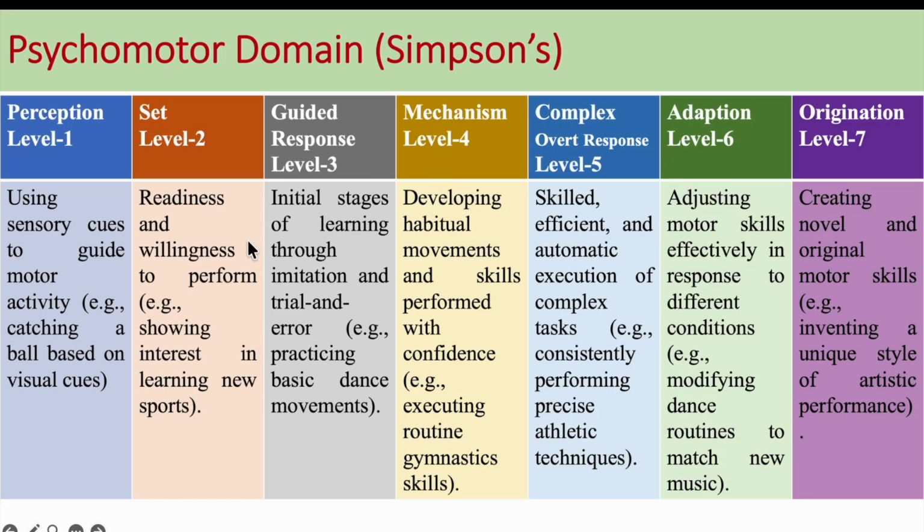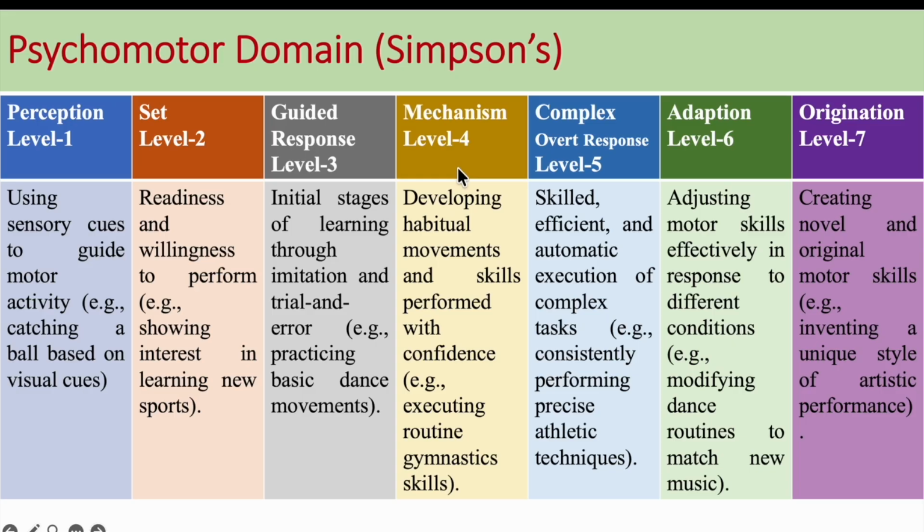This is the psychomotor domain with Simpson's, which has 7 levels. Level 1 is perception, like using sensory cues to guide motor activity. For example, catching a ball based on a visual cue. The second level is set, readiness and willingness to perform. For example, showing interest in learning new sports. Level 3 is guided response, meaning the initial stages of learning through imitation and trial and error. For example, practicing basic dance movements.